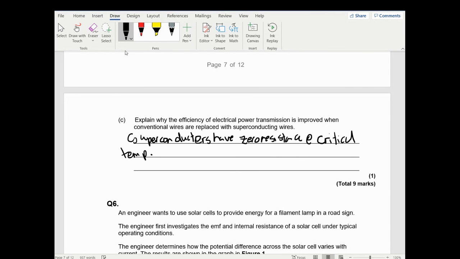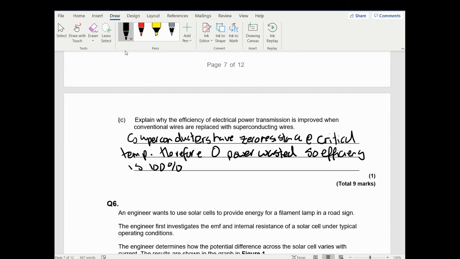Therefore, 0 power wasted. Okay, so 0 power wasted. So efficiency is 100%.